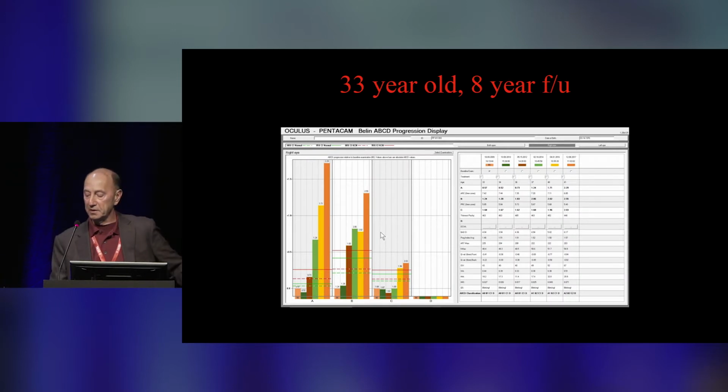Let's look at a couple examples. This is a 33-year-old with 8 years of follow-up. These are cases that we were able to retrospectively go back and look at. And if you look here, you can see progressive change. But notice, really by the third exam here, we had statistically significant change, particularly on the back cornea.